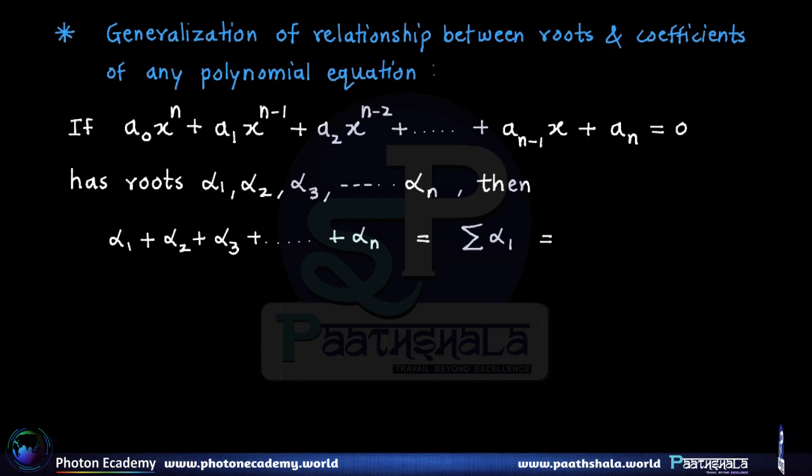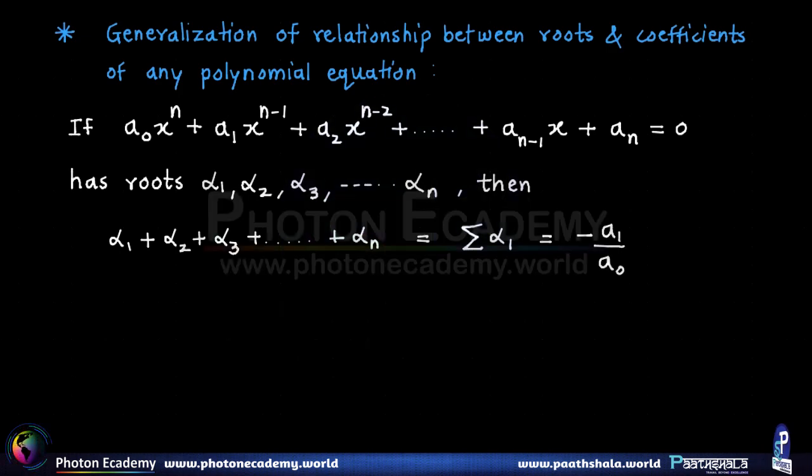Now this sum is given by minus a1 upon a0. So if we see this, the ratio is nothing but the ratio of these two coefficients, that is minus a1 upon a0.